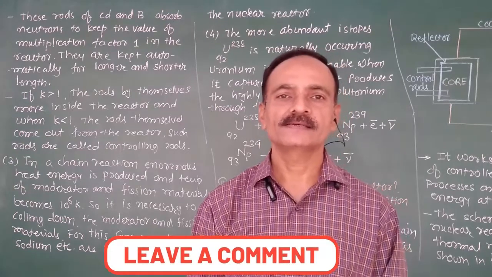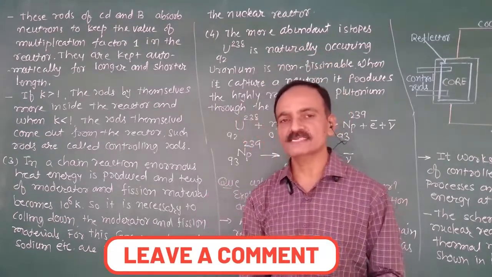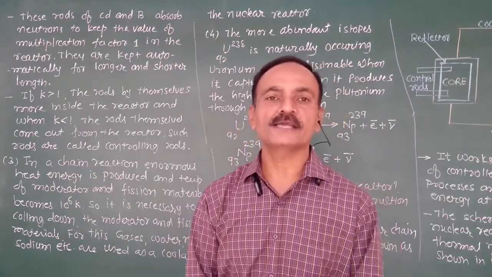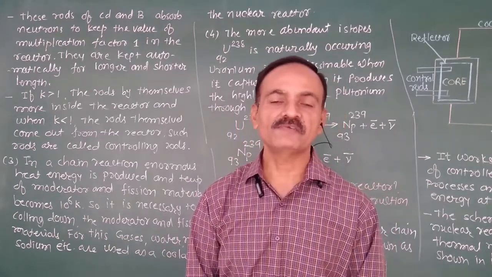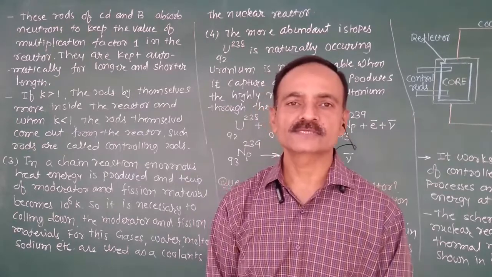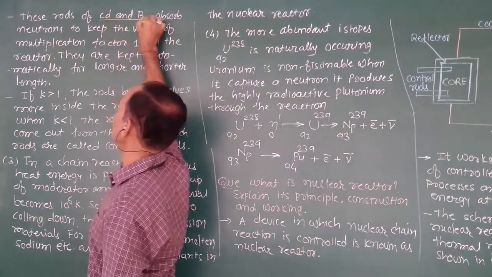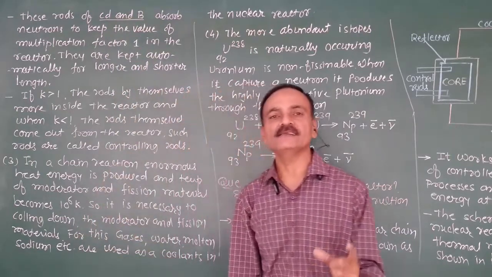So sometimes an objective question may be asked: to absorb the neutrons in a nuclear reactor, which material is used? For that purpose, cadmium and boron materials are used to absorb the excess neutrons.